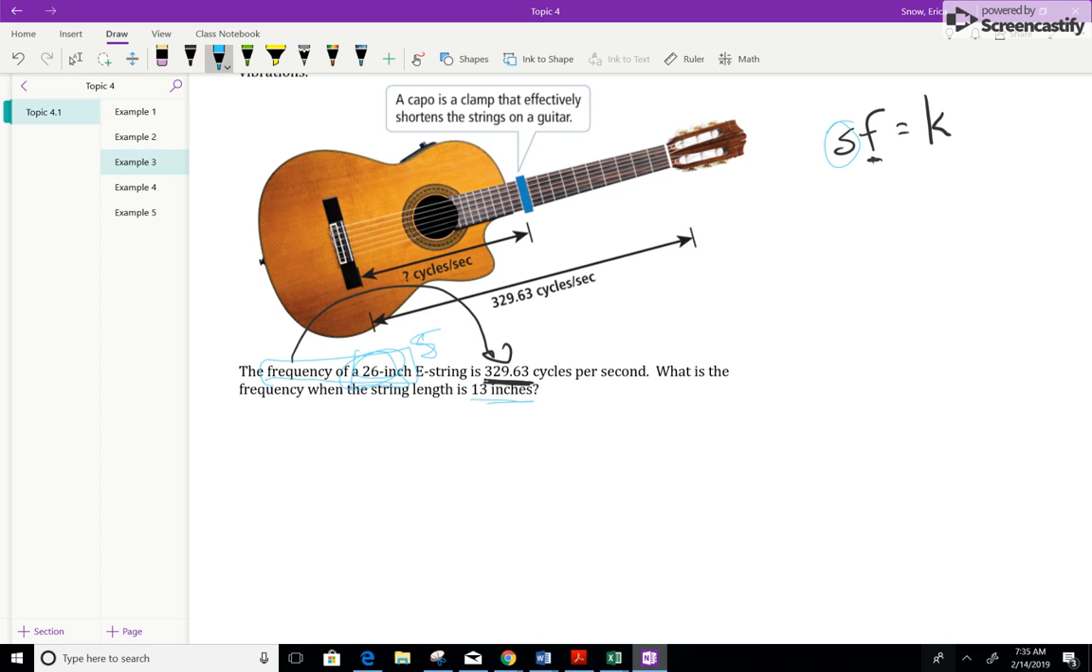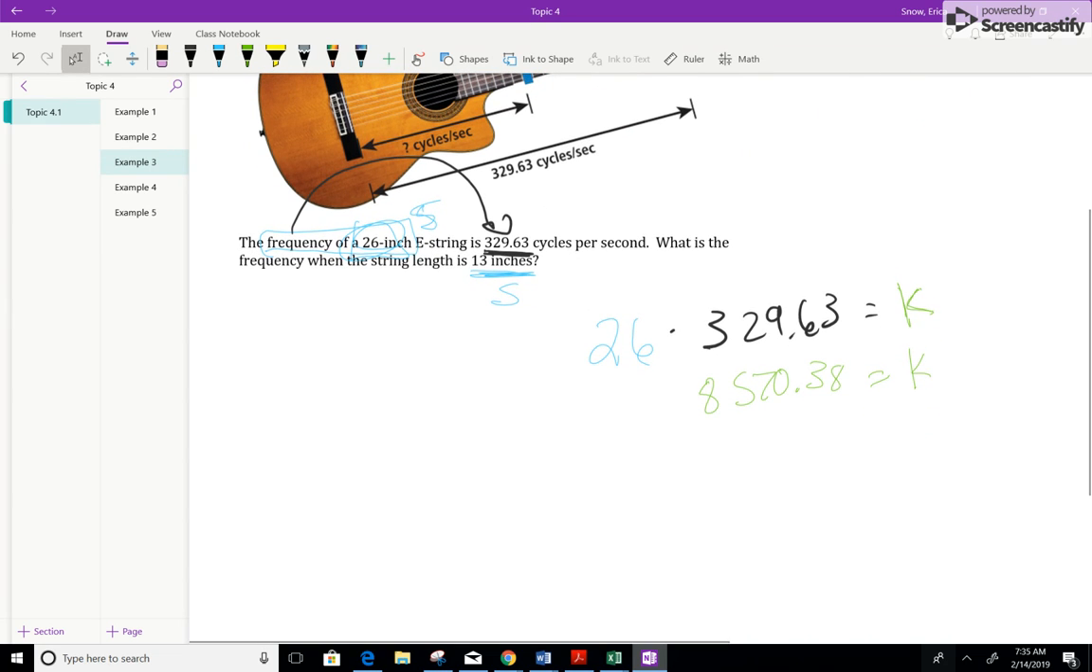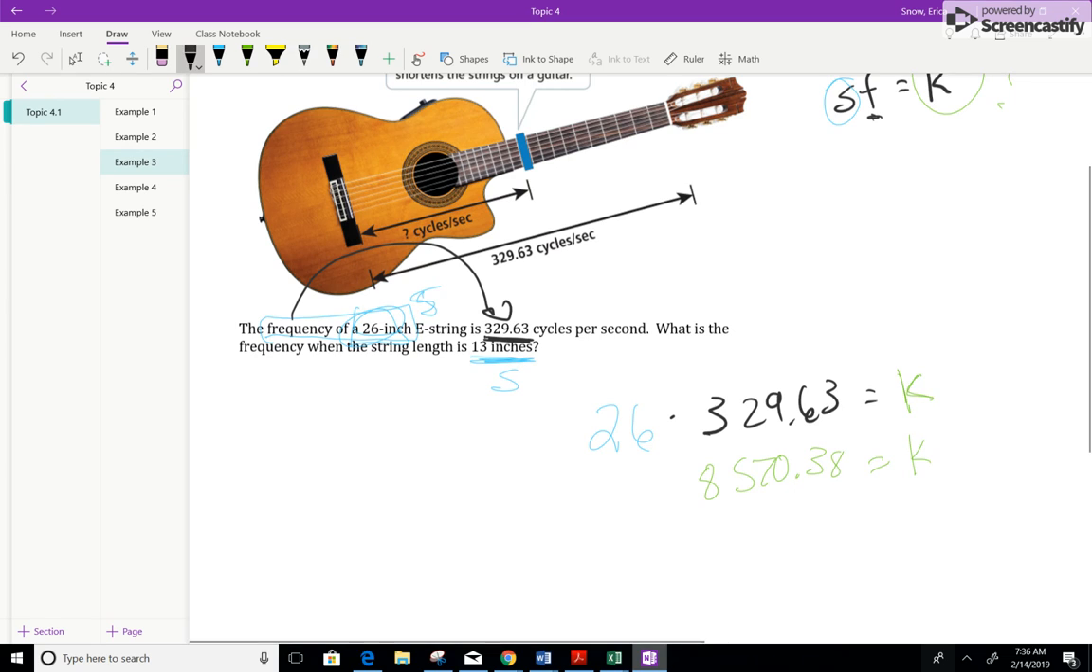So this is a new S right here. First of all, we have to solve for the constant of variation because we don't know what that is. So I'm going to plug in my string length for S and my frequency for F to find my k. When I do that, I get that k is 8,570.38. You would obviously do that on your calculator. I can't say that enough. Calculator. Use them.